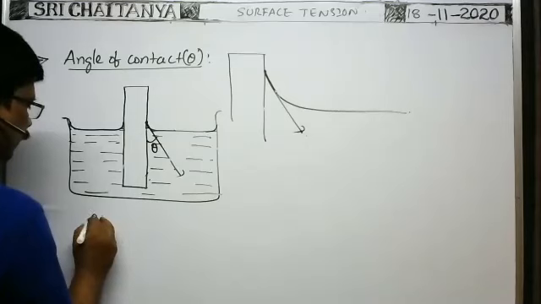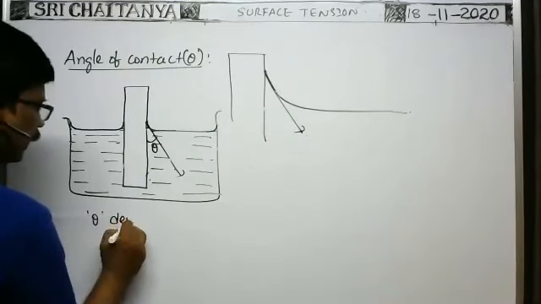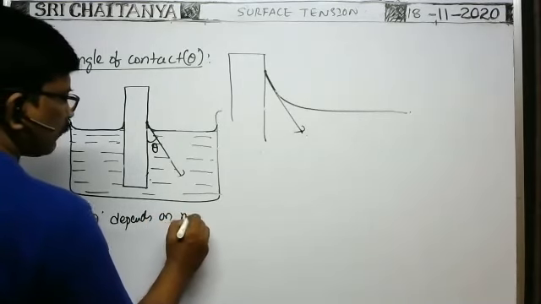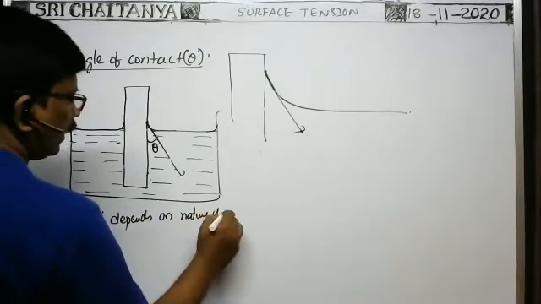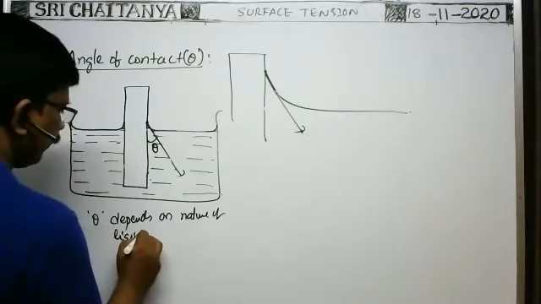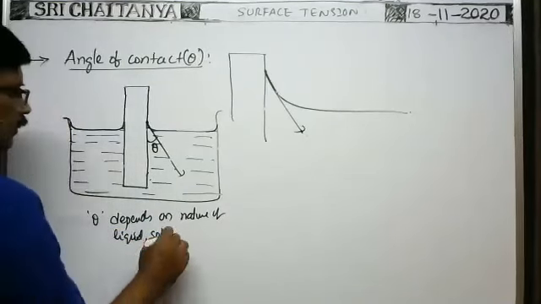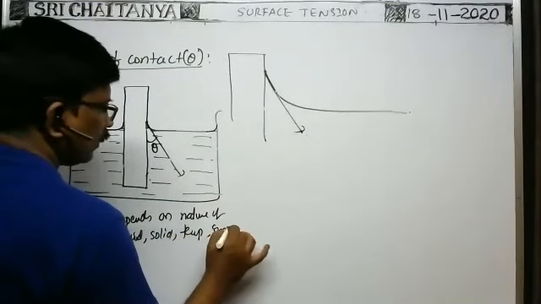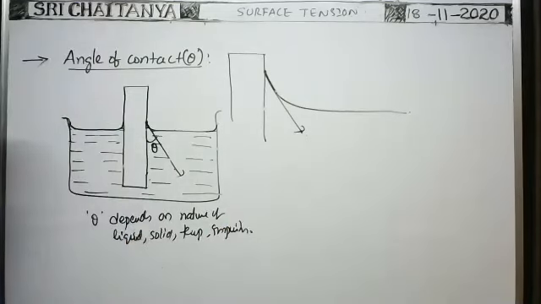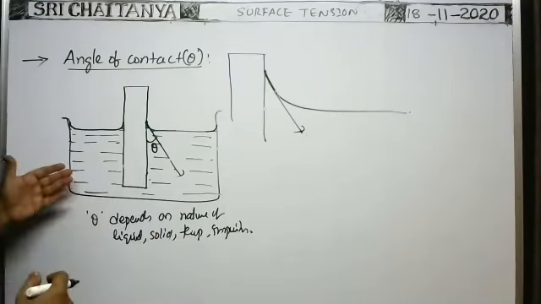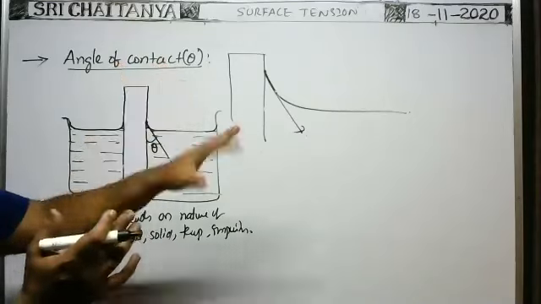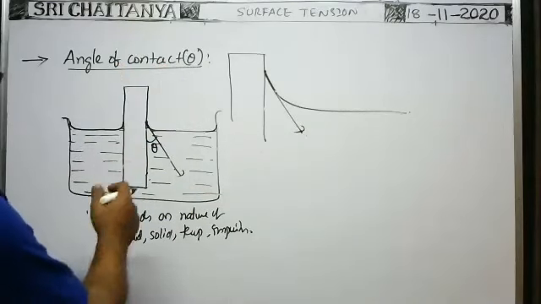So angle of contact theta depends on the nature of the solid material, the nature of the liquid, temperature, and impurities present in the liquid. These are the factors on which the angle of contact depends. When temperature increases, how does the angle of contact change? You can explain after my explanation is over; you would be in a position to say that answer.